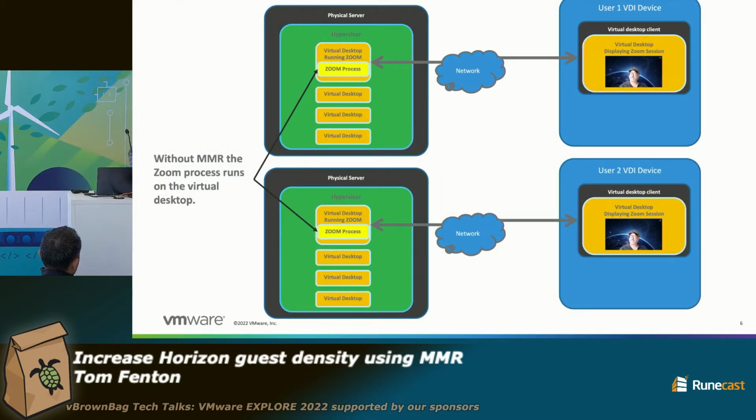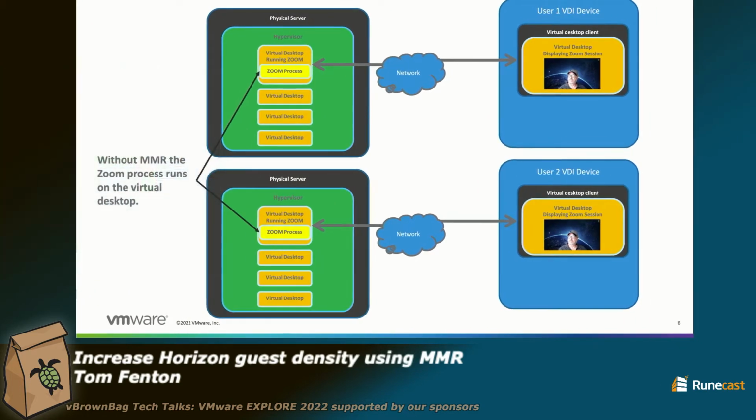This is your flow when you use traditional virtual desktops without multimedia redirection. You have the physical server with the hypervisor and your desktop, and the Zoom process, for example, is running in the virtual desktop, taking up CPU cycles and memory. Your network path is also inefficient: you could be talking to someone in the next building on Zoom, but the traffic goes from your thin client up to your ESX host in your data center, then back down to his ESX host, to his virtual desktop, consuming network traffic.